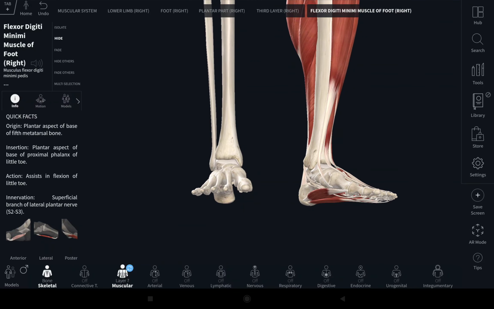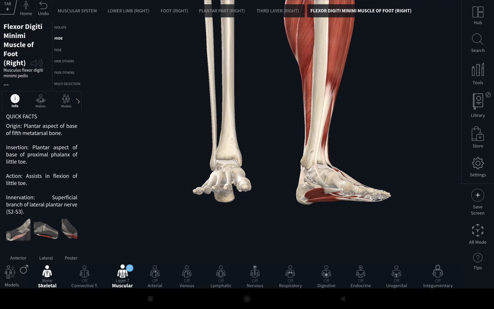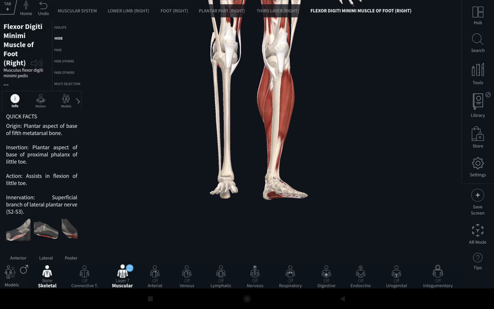In the next session, we'll know the origin and insertion of the thigh muscles.